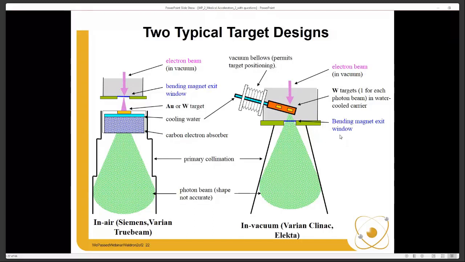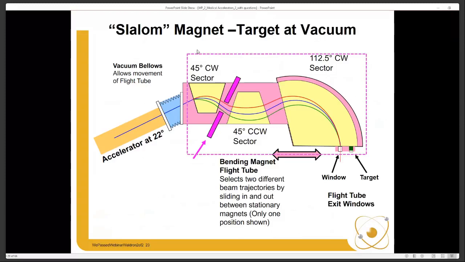Now, I said that the Elekta design is also a targeted vacuum. If we look at, this is essentially the same slide as earlier, I've got two exits to the bending magnet. One is a window, it's a nickel window, vacuum on one side and the world is on the other. And then I've got the target. The target is a tungsten button and it is in the other window.